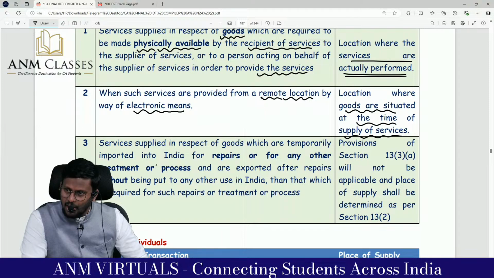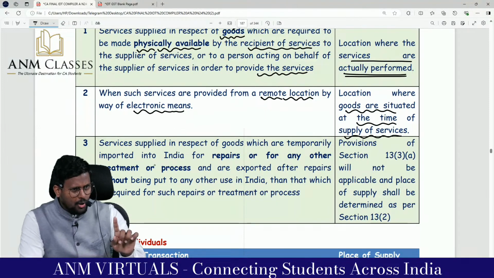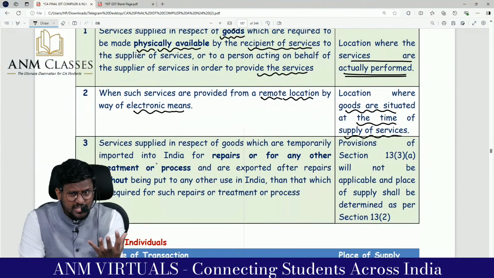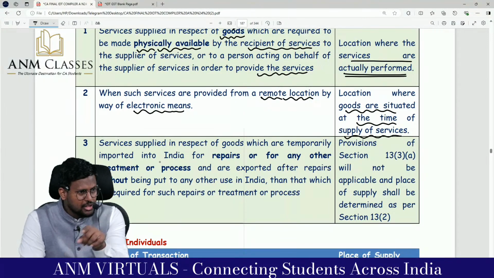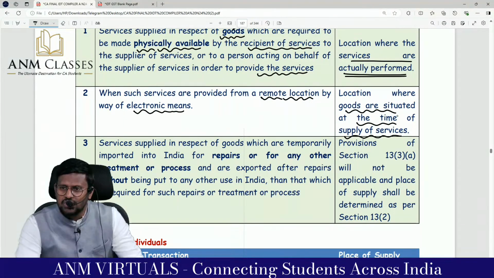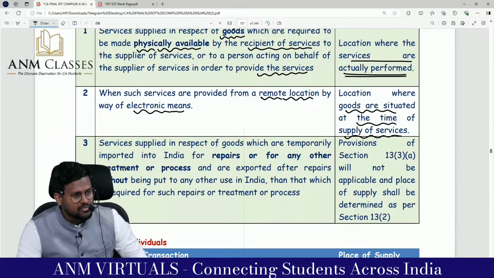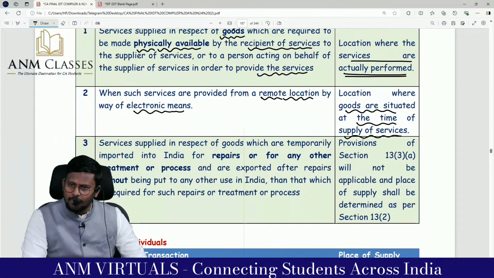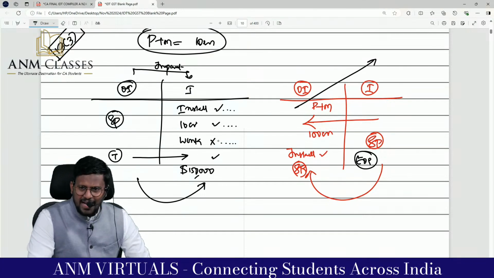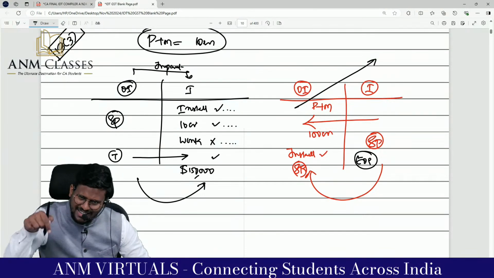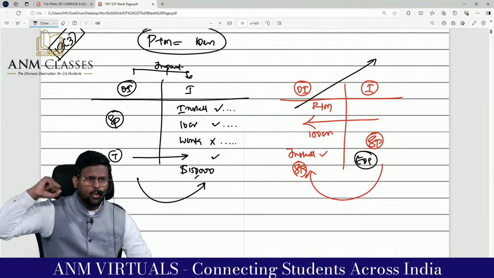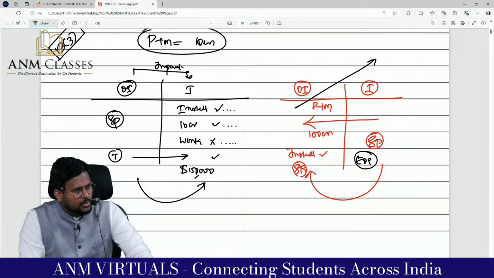Electronic means. Hello sir. அப்போ மிஷினரி எங்க இருக்கு? இந்தியால இருக்கு. அங்கதான் சர்வீஸ் கன்சியூம் ஆகுது, ஏன்னா மிஷினரியில் தான் வேலை பார்க்கறாங்க. That means location where the goods are situated at the time of supply of the services. Are you all really with me? So service provider is situated and service recipient is situated in India. This is a taxable supply. We want GST. Are you all really with me?